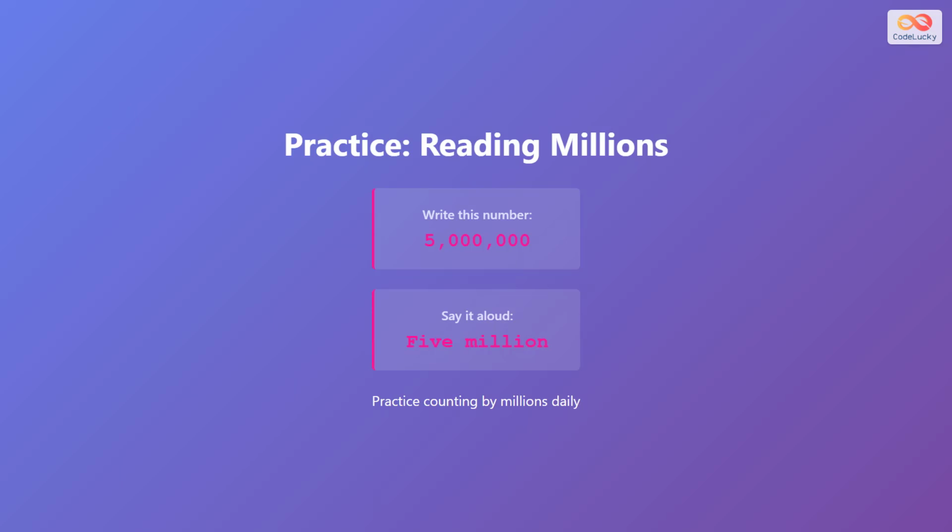Now let's practice reading millions. Here we have 5 million. When you see 5,000,000, you read it as 5 million. Practice saying these numbers aloud every day. The more you repeat, the more comfortable you will become with large numbers.